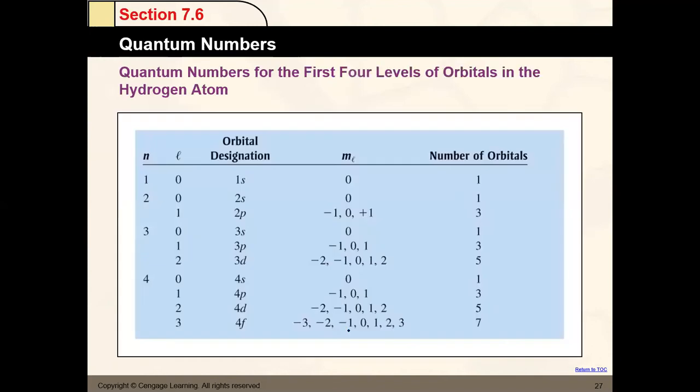Okay. So those are the quantum numbers. For example, this is energy level one, which only has one subshell. The subshell is 1s, right? So for 1s, the quantum number for s is zero, and the ml is zero. What does that mean, ml zero? That it has only one orbital. Okay? Number of orbitals, one.